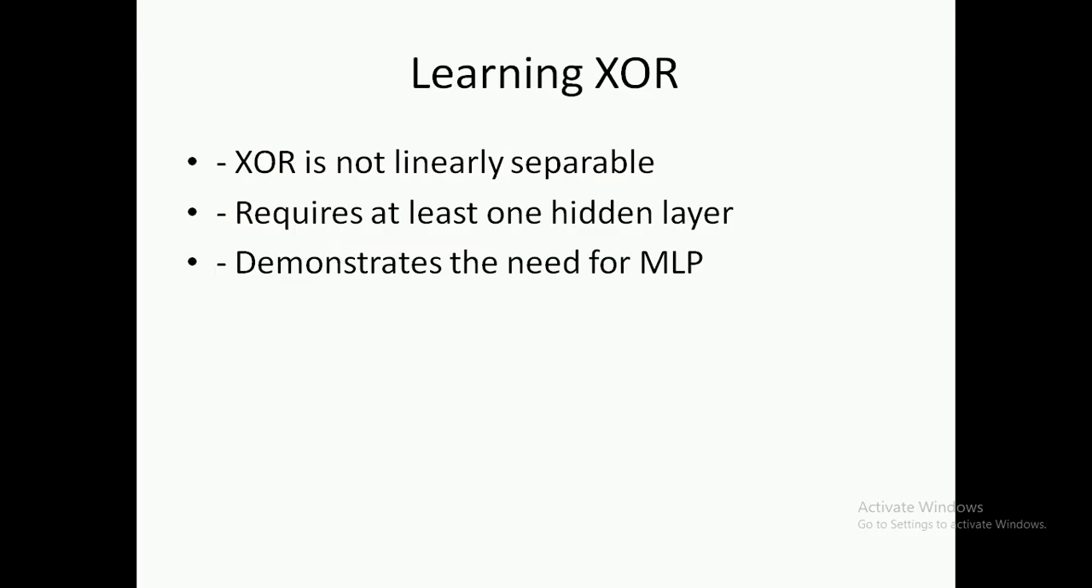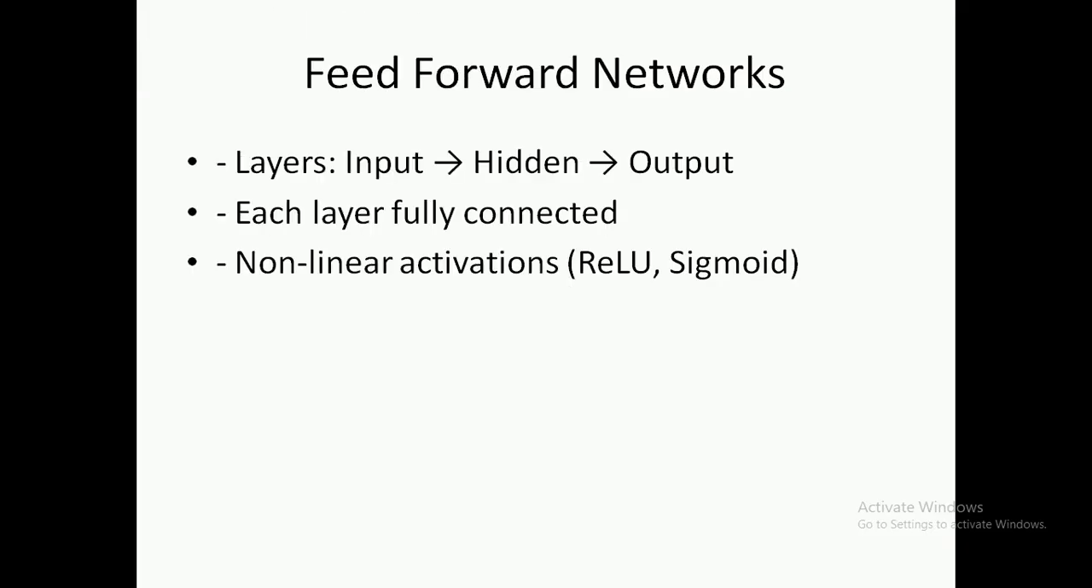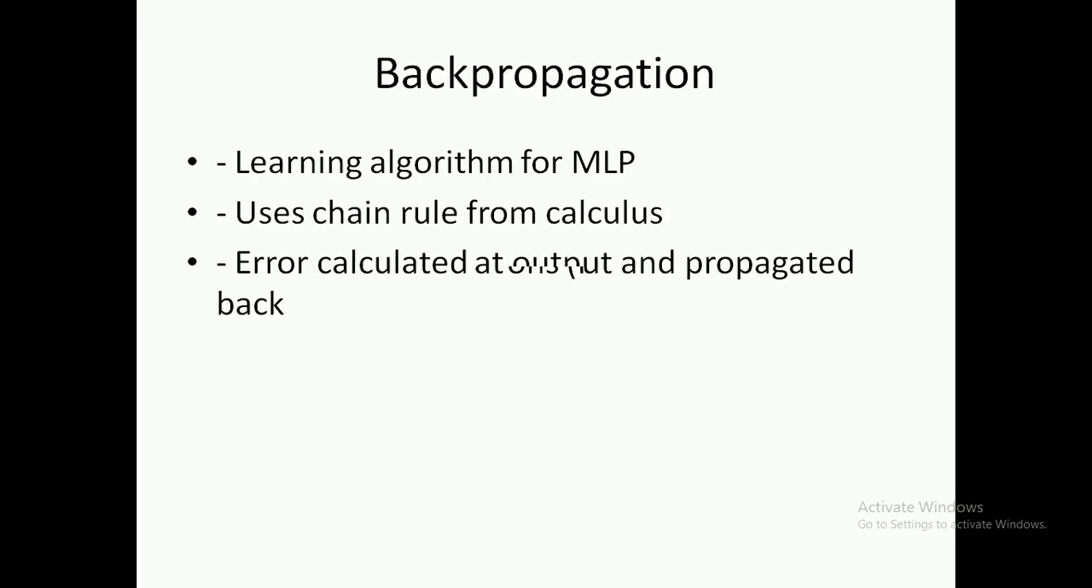5. Learning XOR. To solve XOR, we need to add a hidden layer. That's where feed-forward networks come in. 6. Feed-forward networks consist of input layer → hidden layer(s) → output layer. Each layer is fully connected. Activation functions like ReLU and sigmoid are used to introduce nonlinearity.